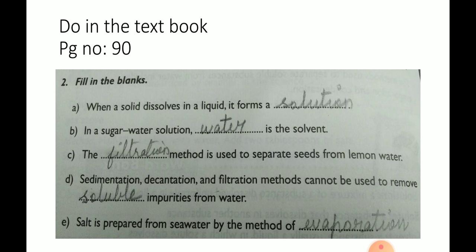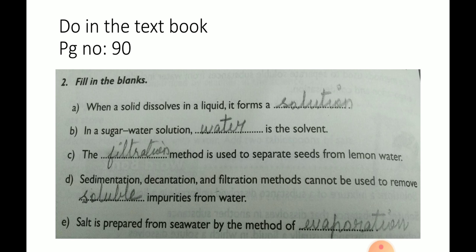So one more exercise. We have one exercise to do in the textbook. Page number 90. Filling the blanks. When a solid dissolves in a liquid, it forms a solution. In a sugar water solution, water is the solvent. The filtration method is used to separate seeds from lemon water.